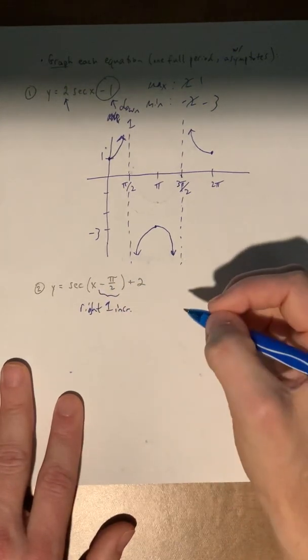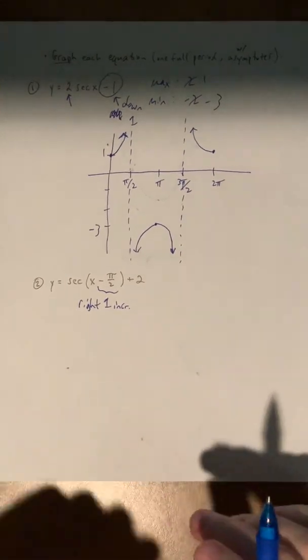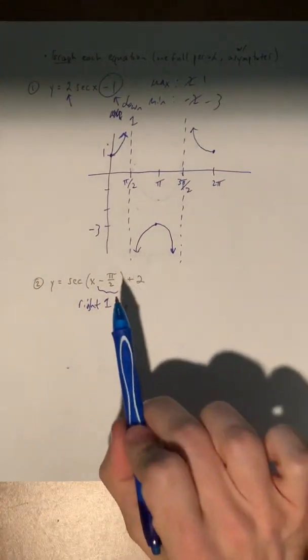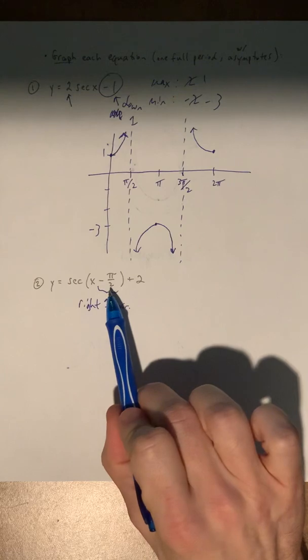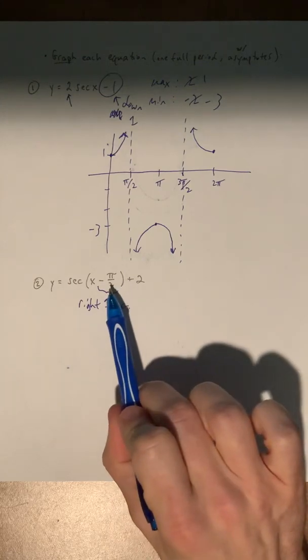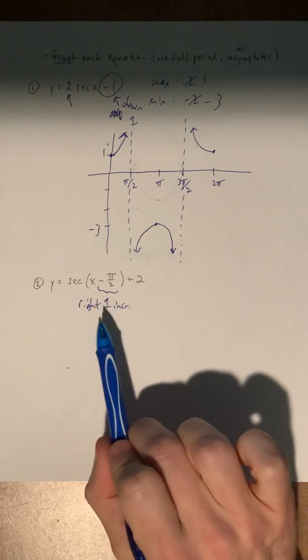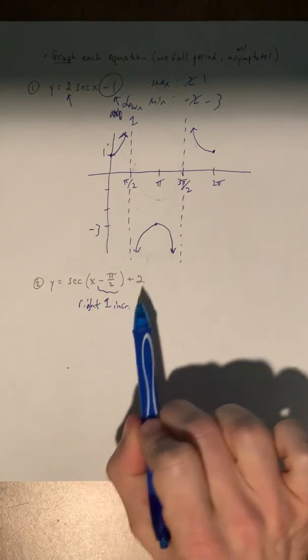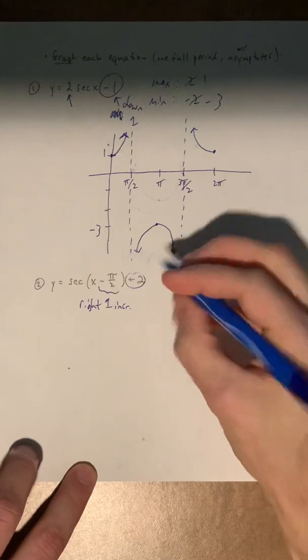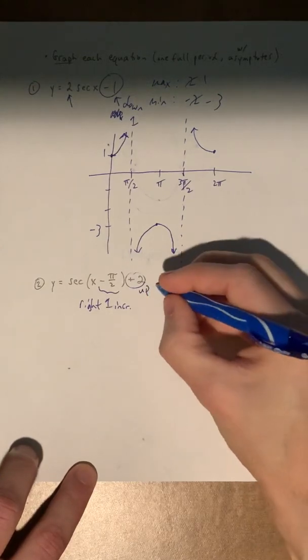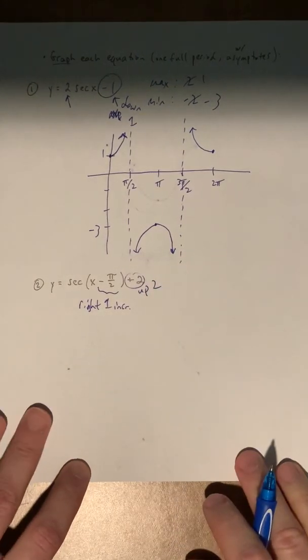I remember we said on the notes in part 2, pi over 2 is 1 increment left and right. Pi is 2 increments left and right. 3 pi over 2, 3 increments left and right. And then at the end we have a plus 2, which moves our max and min up 2.